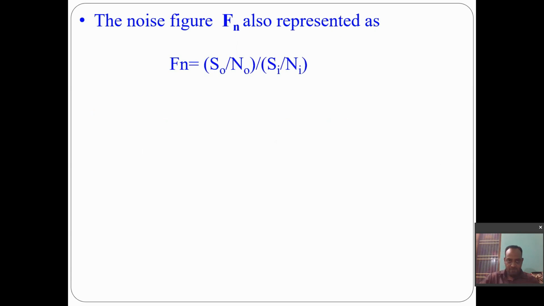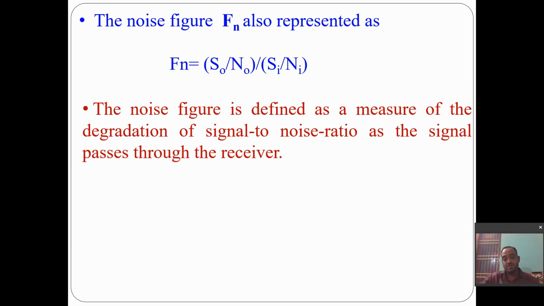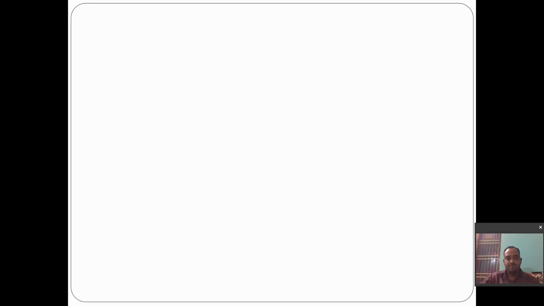The same noise figure can also be defined as I have told you: noise figure is equal to the input signal to noise ratio divided by the output signal to noise ratio. It is a measure of degradation of signal to noise ratio as the signal passes through the receiver. As the signal passes through the receiver, it degrades. The amount of degradation is defined by noise figure.